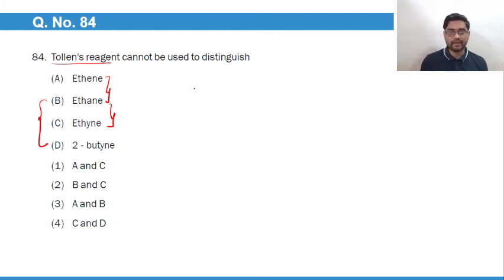A and C. Let me just remove it. So these are the possible things which cannot be distinguished by Tollens reagent. But according to the options, we have to select. So let us see.